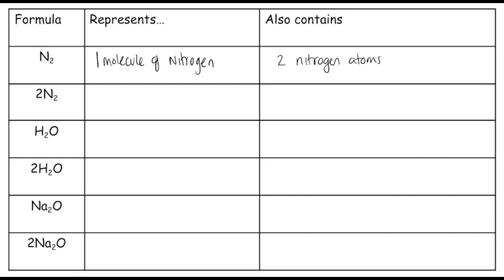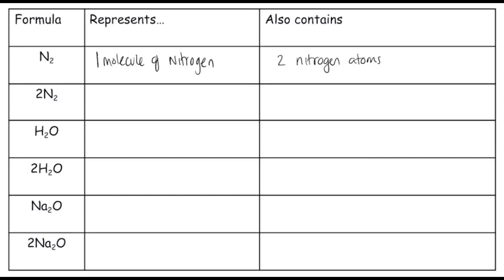The small numbers, or the subscript numbers here, they represent the number of atoms. So in this case, we've got one molecule of nitrogen. It is what we would call a diatomic molecule, and that represents having two nitrogen atoms within the molecule chemically bonded together. On the other hand, we've got here 2N2.